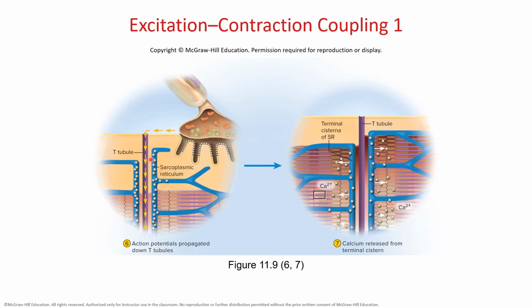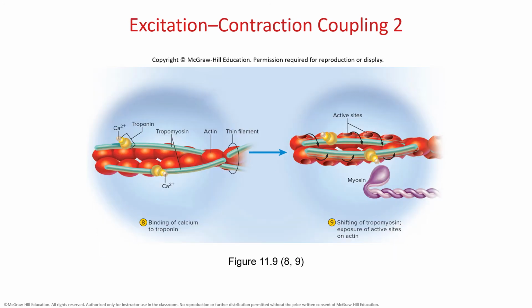It's going to hit that sarcoplasmic reticulum, those terminal cisternae, and the action potential is going to open voltage-gated ion channels in the T-tubules that are linked to calcium channels. Then we're going to release calcium from the terminal cisternae of the sarcoplasmic reticulum, and the calcium is going to go into the sarcoplasm. Calcium is going to be in the sarcoplasm and the cytosol, and it's going to go throughout the muscle cell.